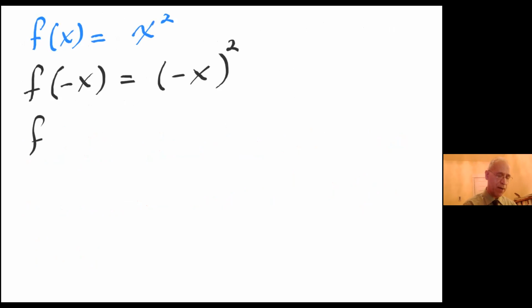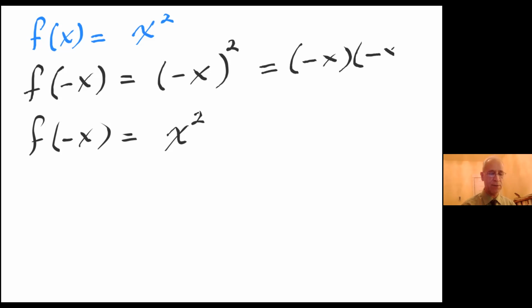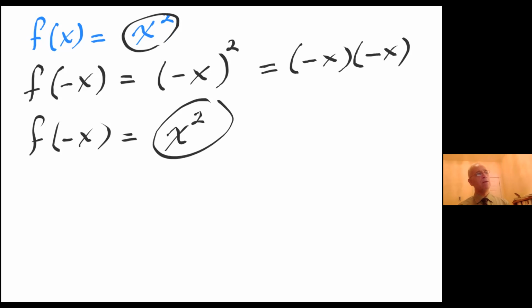So f of minus x equals x to the second, because this is the same as saying minus x times minus x. So notice that I got the same function back, in this case, x squared. So therefore x squared is even.